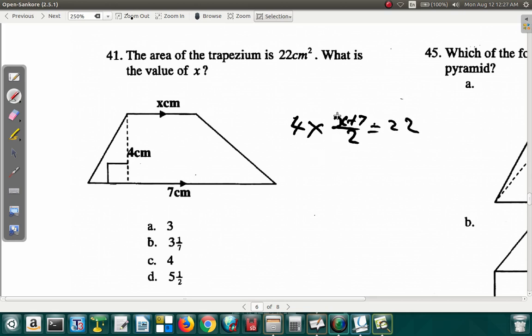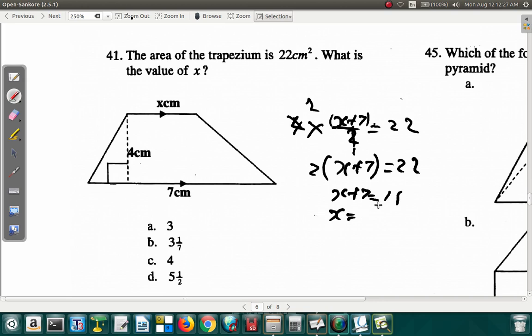So 2 into 2 is 1, 2 into 4 is 2. 2 times x plus 7 is 22. Divide both sides by 2, x plus 7 is 11. And then subtract, and you get x is 11 minus 7, which gives you 4. So 41 is C. Let's look at 42.